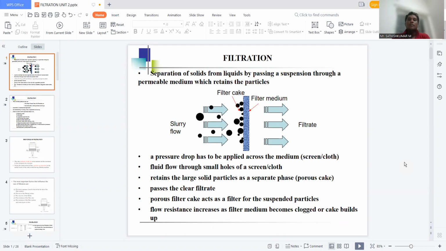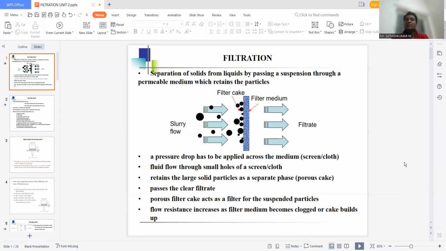In these classes, we are going to discuss filtration and the process of filtration. Filtration is an important unit operation in food processing and the pharmaceutical industries. First, we are going to see the basic definition of filtration. Filtration is defined as the separation of solids from liquids by passing a suspension through a permeable medium which retains the particles.